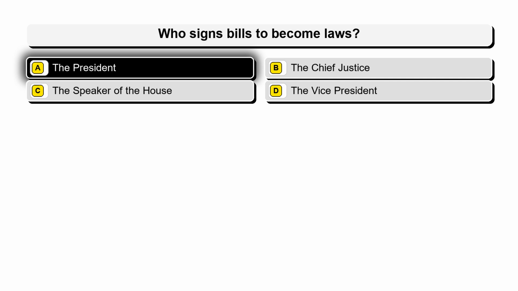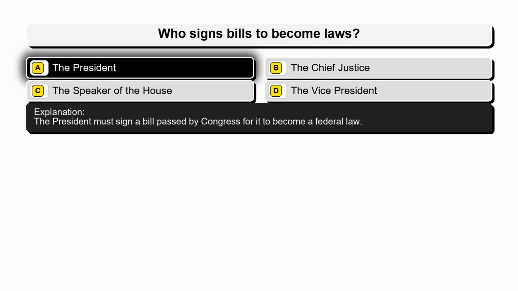The correct answer is option A, the President. The President must sign a bill passed by Congress for it to become a federal law.